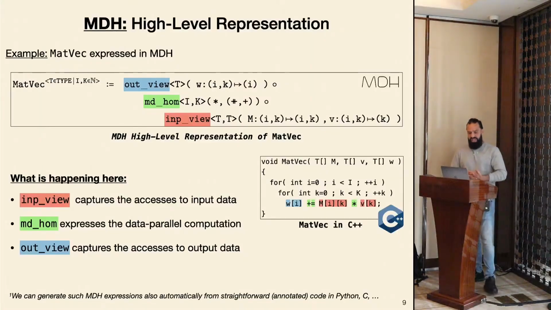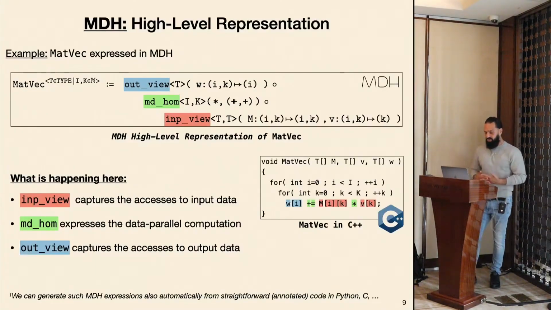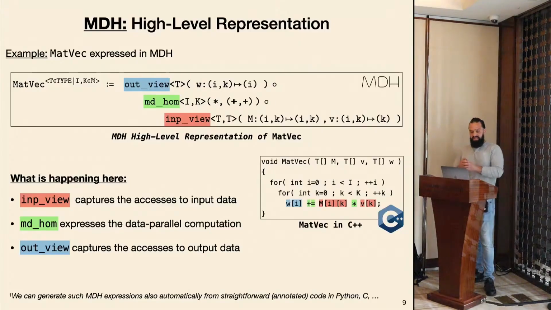InView captures the access to the input data. So in this example, we say, okay, we have a matrix M, we have a vector V, and at each point of the iteration space, we access the matrix at position ik and the vector at position k. MDHOM now expresses the data parallel computation part, which is applying multiplication to the accessed matrix and vector elements. And then it says, okay, the obtained intermediate results are combined in the second dimension, the so-called k dimension of matrix vector multiplication, via pointwise addition, which is denoted as the plus symbol here.